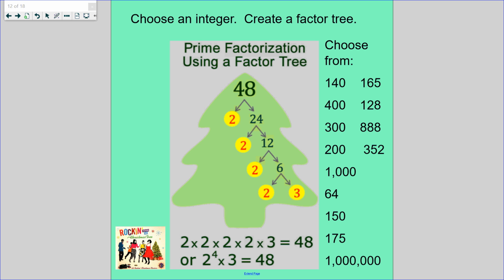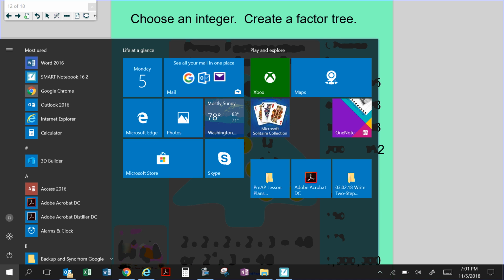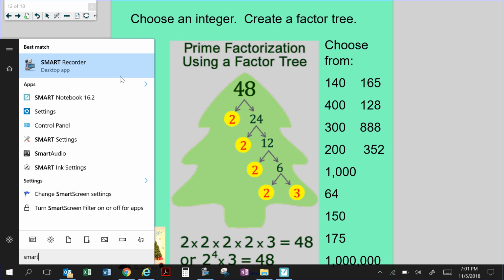So the last thing you can do, since Christmas is coming, is make a Christmas tree. You're going to be given one of these numbers, and you're going to make a Christmas tree. As you can tell, the ornaments of the tree are the prime factors. So you can write out the prime factors and the prime factorization using exponents. And that is our lesson about prime factorization.